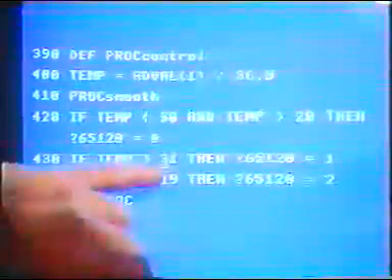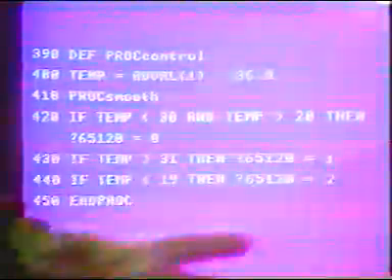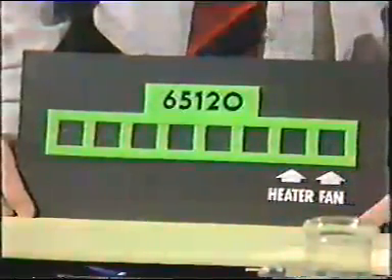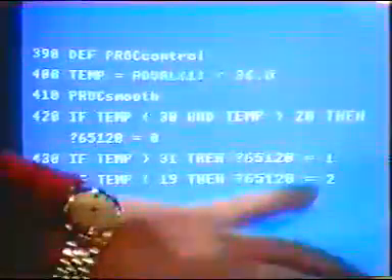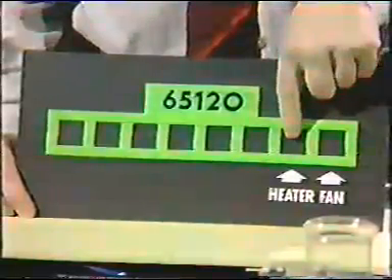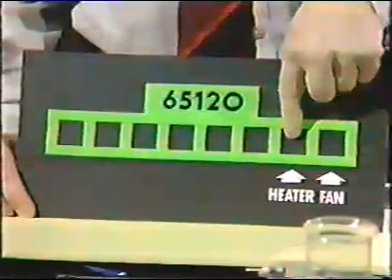If the temperature is greater than 31, in other words, it's hot, then ?&FE60 is equal to 1. In that case, a 1 would be placed here, and the fan switches on. And if the temperature is less than 19, in other words, it's cold, ?&FE60 equals 2. Now, 2, translated into binary, will put a 1 in there and a 0 in there, and that will have the effect of turning the heater on, but not the fan.